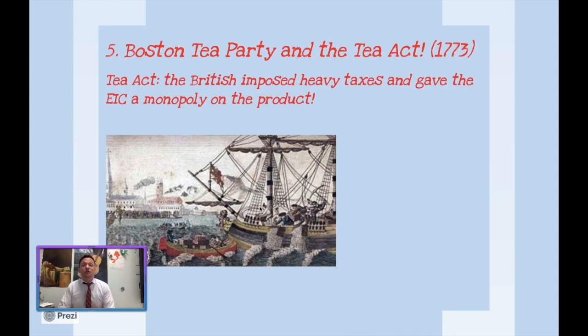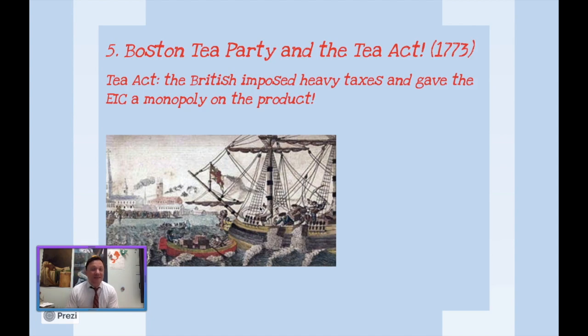And the Tea Act is going to jack up the price on tea, okay? This is a big thing that we got to understand: by the 1770s, tea has become a very important commodity to American colonies as well as to the British themselves, right? And so the Tea Act was a very heavy tax imposed onto the American colonists, causing them to only be able to buy tea coming from the British East India Company, setting up a monopoly on that product, right?